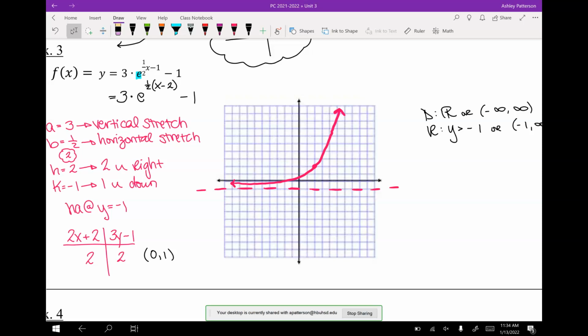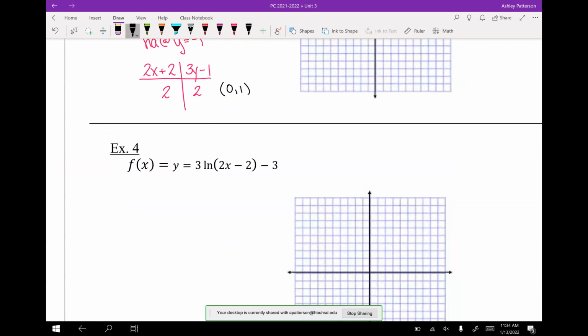Okay, I've got one more for us to do together, and of course, it is a natural log. If you need to, please rewrite it as 3 times the log base e. What do we need to do with that b value? Factor it out. So we get 2 times x minus 1, and then minus 3 on the backside.